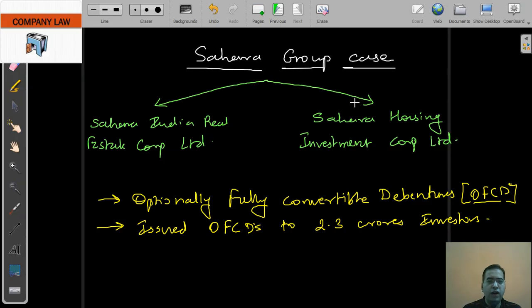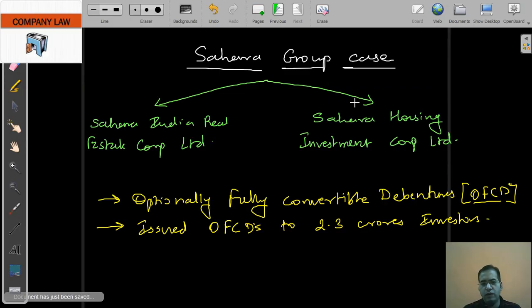Now on that objection, Sahara Group said that before issuance of securities, they had issued the red herring prospectus to the ROC. And that is the reason these are unlisted public companies which come outside the purview of the jurisdiction of SEBI. And that's the reason such companies are not required to take prior approval before issuing such securities.